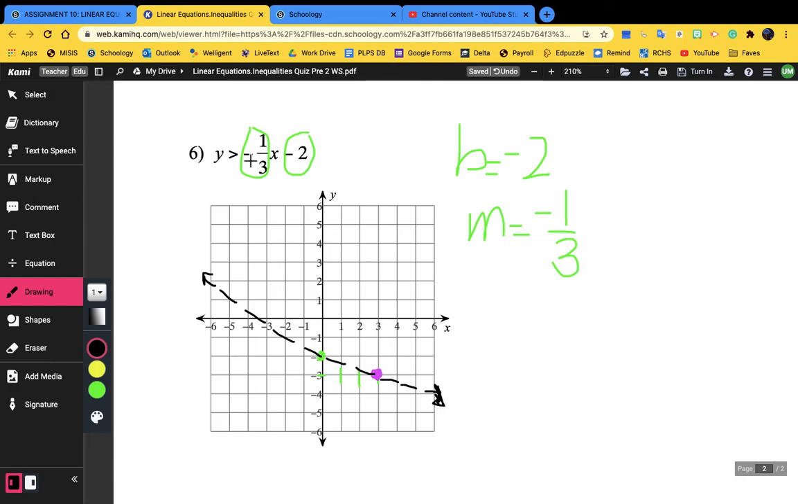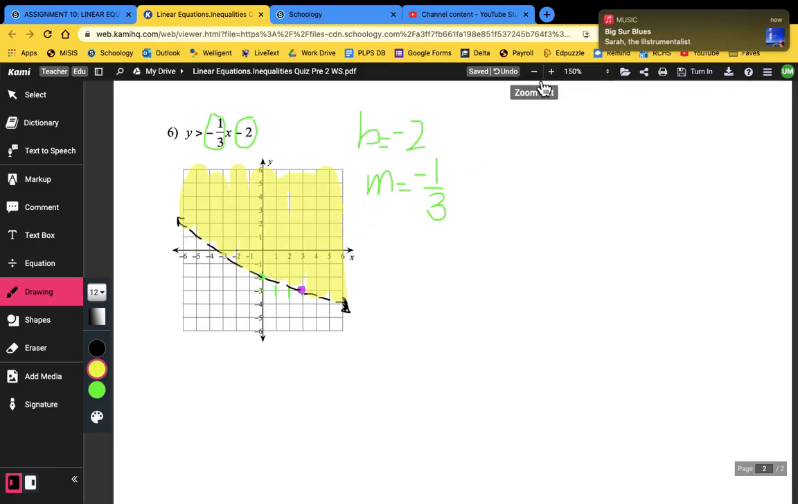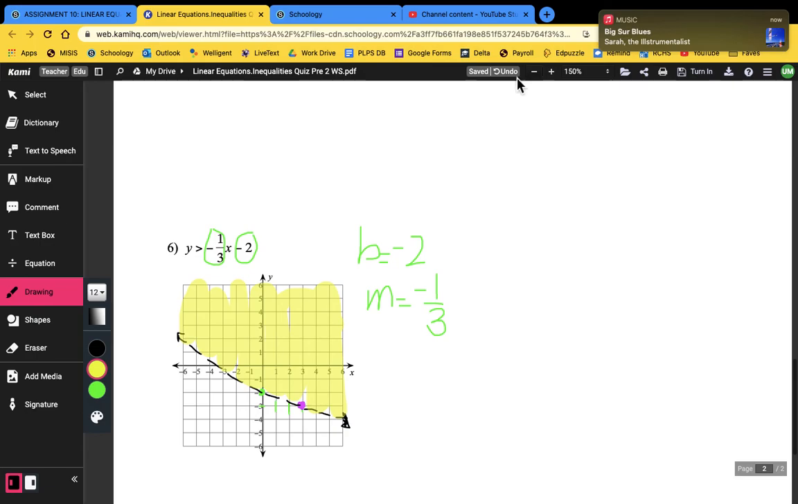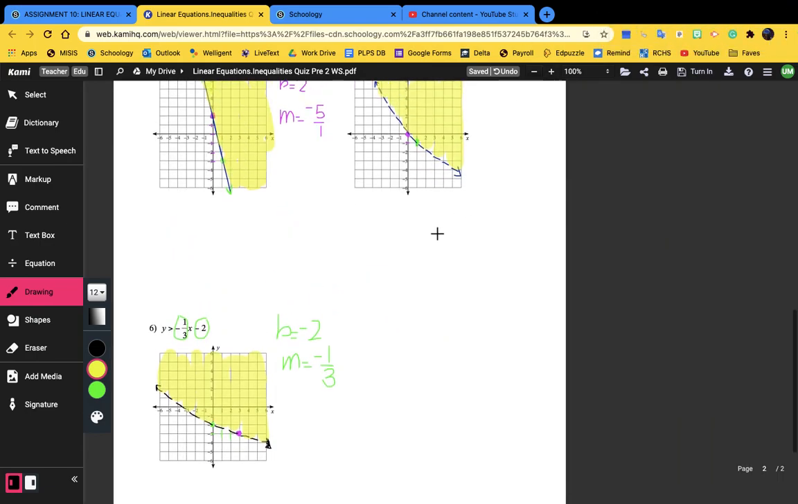Okay. Now I got to shade. This says greater than, right? It's open to the Y, it's greater. That means I'm going to shade above the line. So I'm going to go down here and I'm going to shade everything above the black line there. Look at that. Everything above the black line. And there you go. All right. There you go. That is our last problem. Okay. So that was 4, 5, and 6.